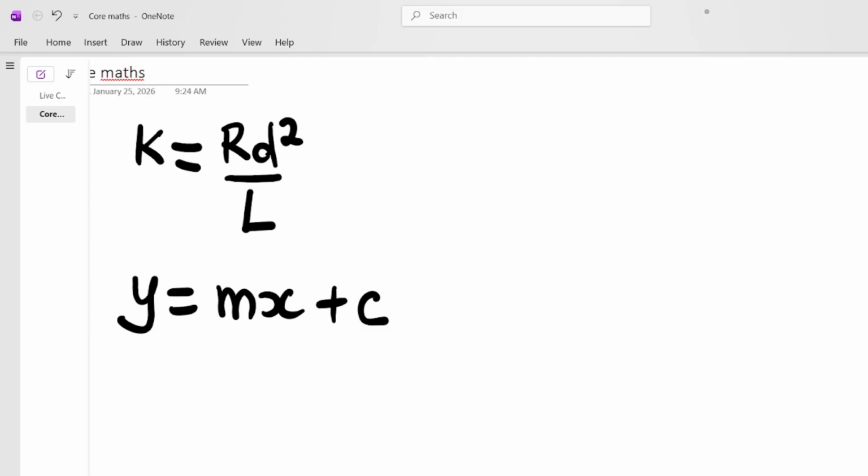In most cases they will start giving you values, and then you have to use those values, put them inside to find one of the symbols. So you'll be given values for the rest of the symbols, and then you use that to compute the value for the missing one.